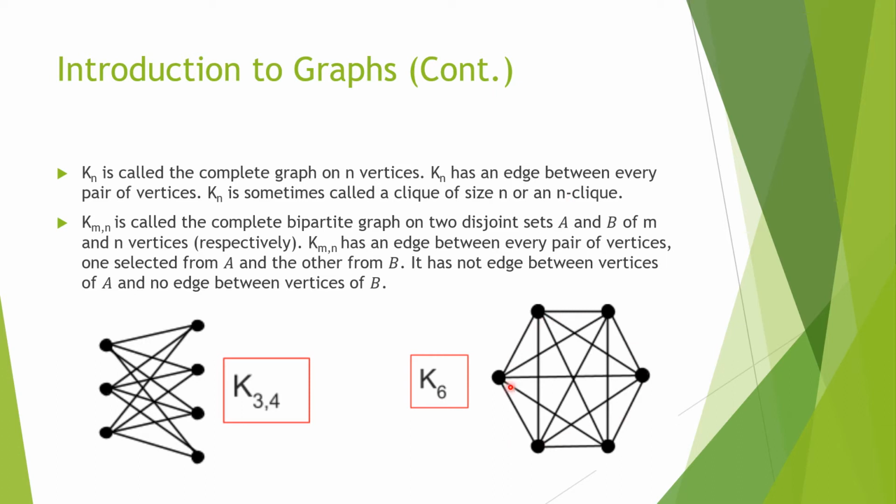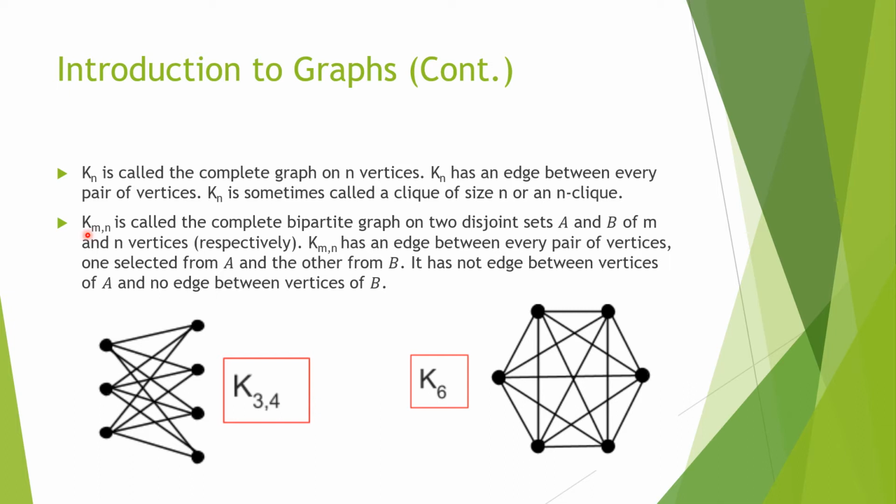This is an example of a clique of size 6. As you see, there are 6 vertices in this graph, and every 2 vertices that you pick are connected by an edge.